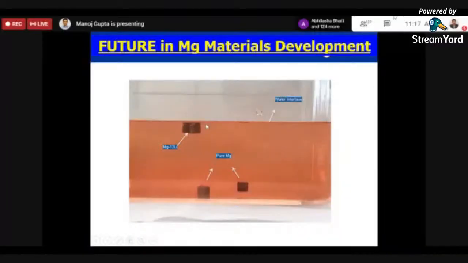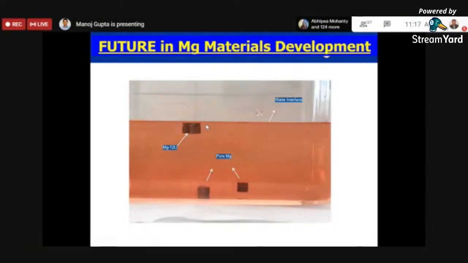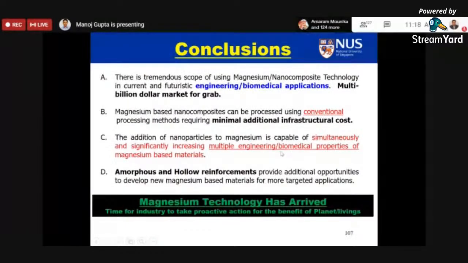0.1 gram per cc roughly, and we are able to match the plastic. So now we are working on these kinds of material to make them ultra light. In conclusion, I would like to say that there's a lot of scope for magnesium in general, and nanocomposites in particular, for many engineering and biomedical applications.